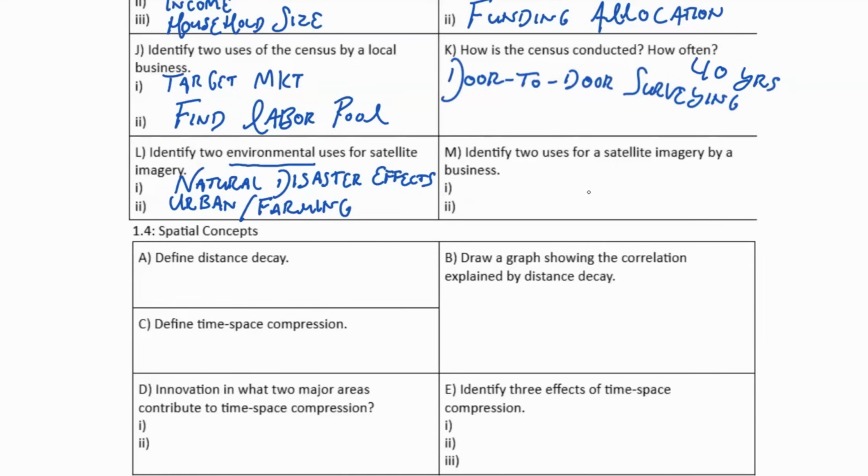Identify two uses for satellite imagery by a business. That's the key word here. Well, let's say you're a farming business. You can monitor your crop growth, or lack of crop growth that's happening as well. You can also look at construction progress, or other kinds of surveillance. That's another possible answer here. A lot of answers here, tons of different answers.